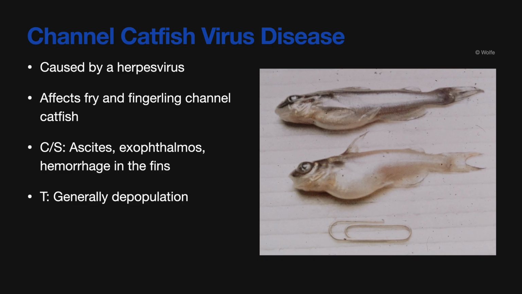We will start with channel catfish virus disease. Channel catfish virus disease is caused by a herpesvirus that affects fry and fingerling catfish. Clinical signs include ascites, exophthalmos, and hemorrhage in the fins.